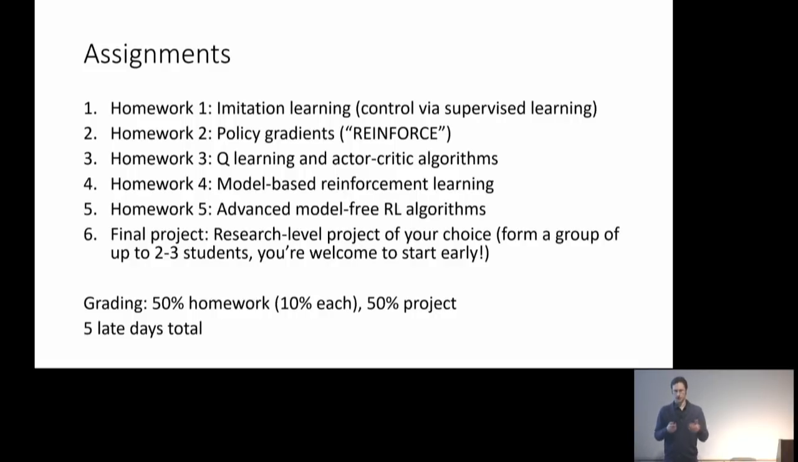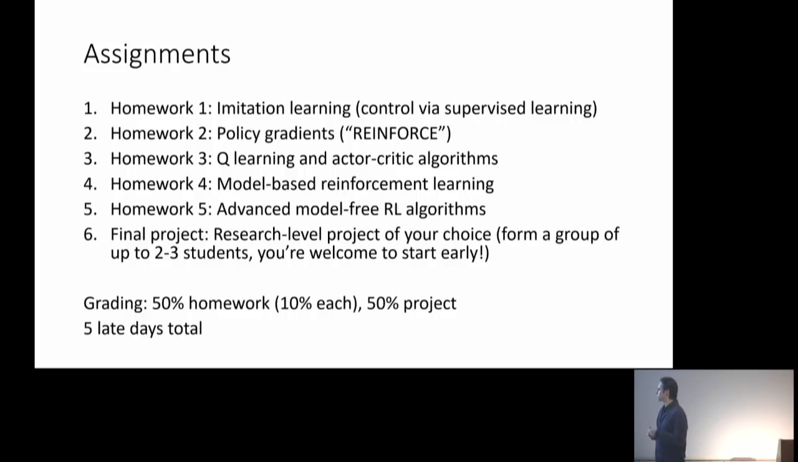Homework 2 will have you implement policy gradient algorithms, which I'm going to cover probably next week. Homework 3 will be on Q-learning and actor-critic algorithms. Homework 4 will cover model-based reinforcement learning algorithms. And then homework 5, there will be a few choices to be made, where you'll implement one of a few advanced algorithms that I'm going to present towards the end of the course. So there'll be a few different options for what to do for that homework.